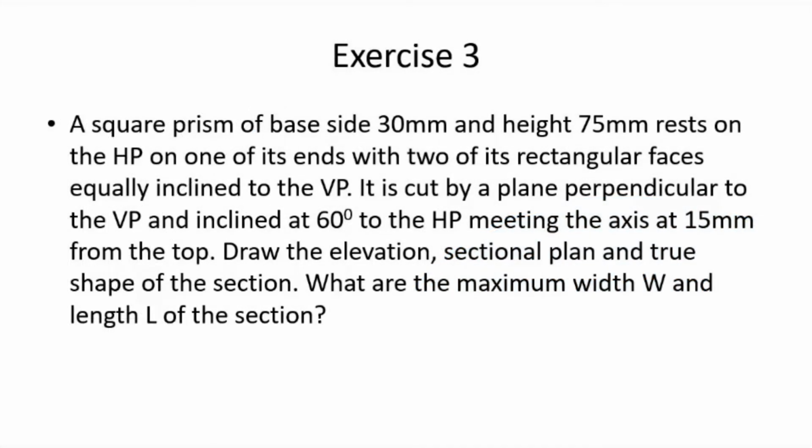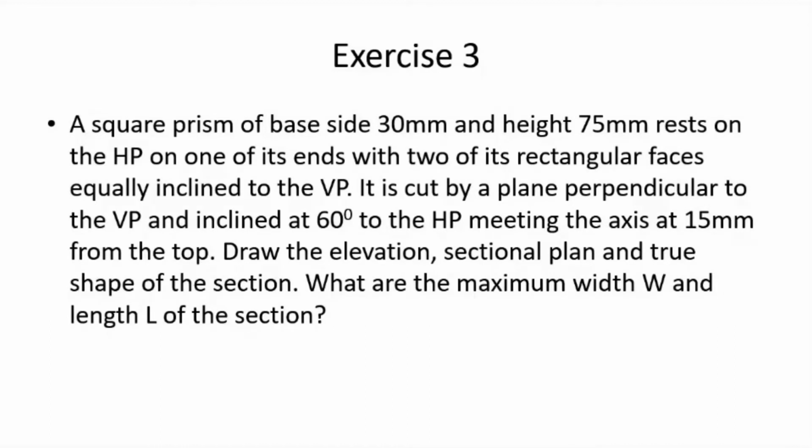A square prism of base side 30 millimeter and height 75 millimeter rests on the HP on one of its ends with two of its rectangular faces equally inclined to the VP. It is cut by a plane perpendicular to the VP and inclined at 60 degree to the HP, meeting the axis at 15 millimeter from the top. Draw the elevation, sectional plan and true shape of the section. What are the maximum width W and the length of the section?